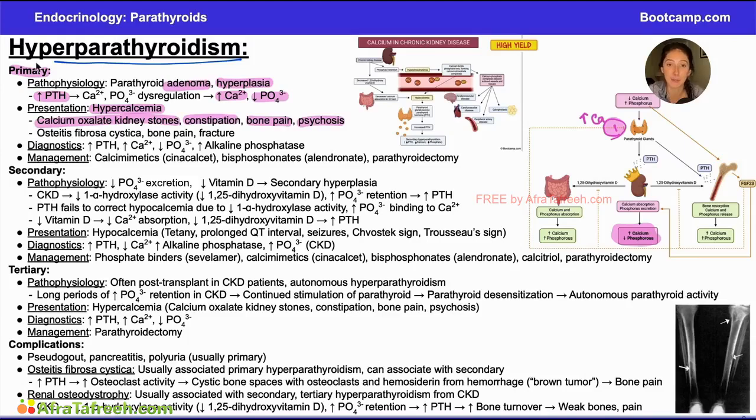Additionally, there are a few complications to be aware of with primary hyperparathyroidism. So first, you should be aware of osteitis fibrosa cystica. And osteitis fibrosa cystica is a bone complication that can occur with primary or with secondary hyperparathyroidism. But basically what's happening is, remember when we talked about our parathyroid effects on the bones, what's happening with parathyroid hormone at the bones is first stimulating our osteoblasts, B for blast and B for building bone.